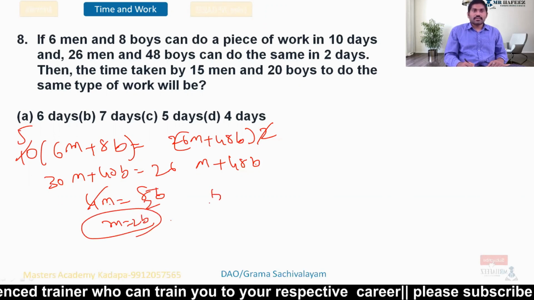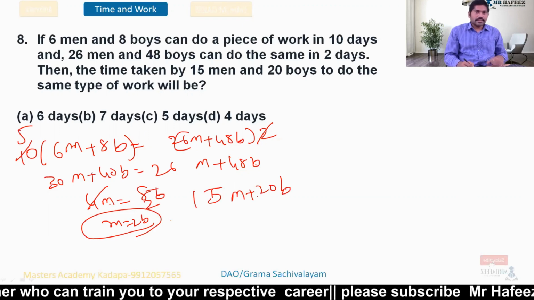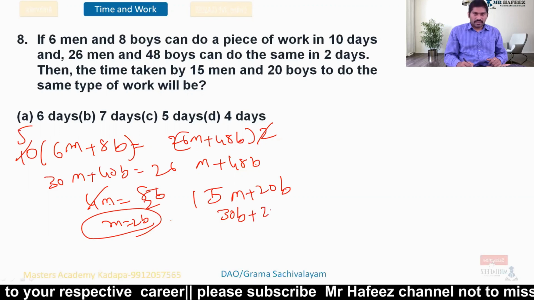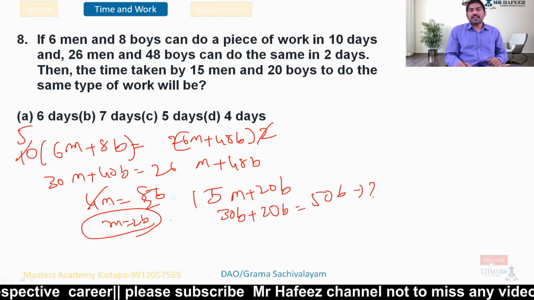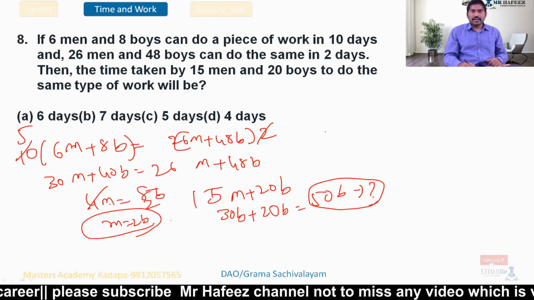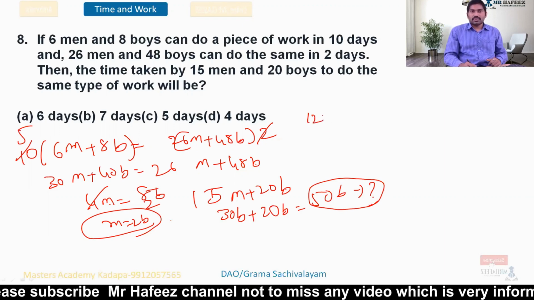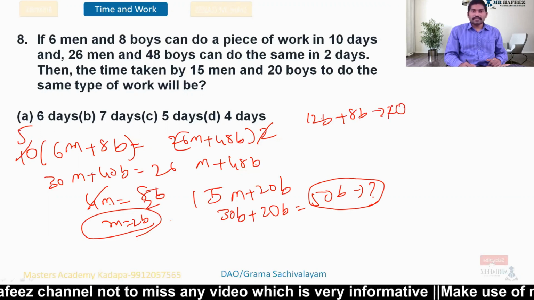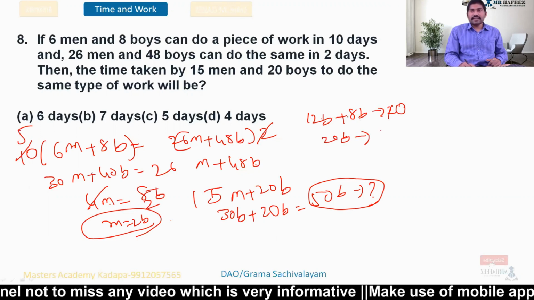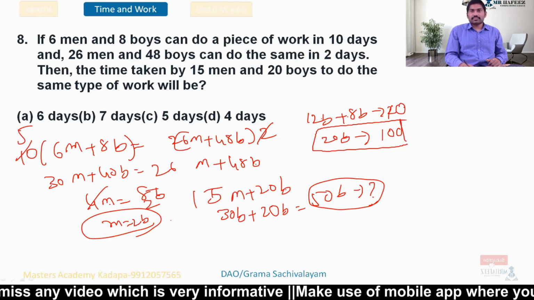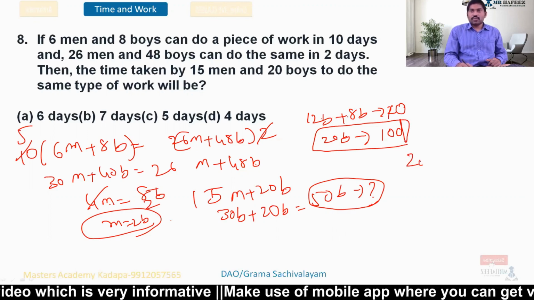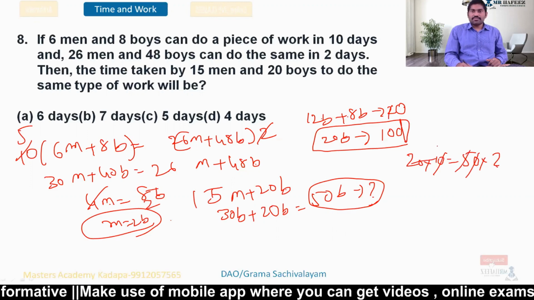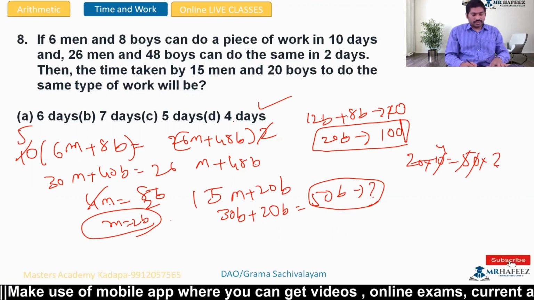And now the question. 15m plus 20b, 15m equals 30b. 30b plus 20b equals 50b. 50b in how many days? But in reality, 6m means 12b. 12b plus 8b in 10 days. So 12 plus 8, 20 boys can complete in 10 days. 50 boys can complete, that means 20 into 10 equals 50 into question mark. So 0, 0 cancel. 5 ones, 5 fours. Answer is over. Next question.